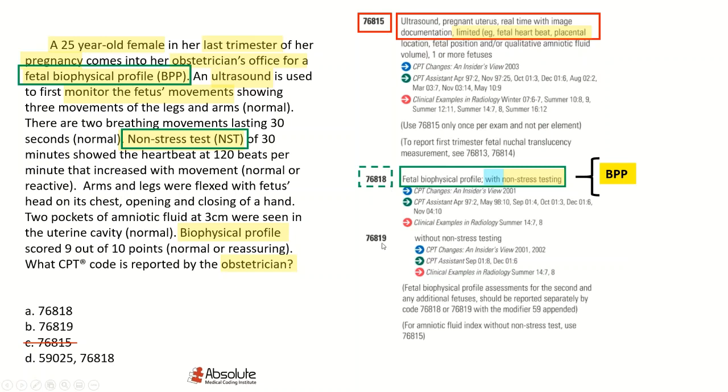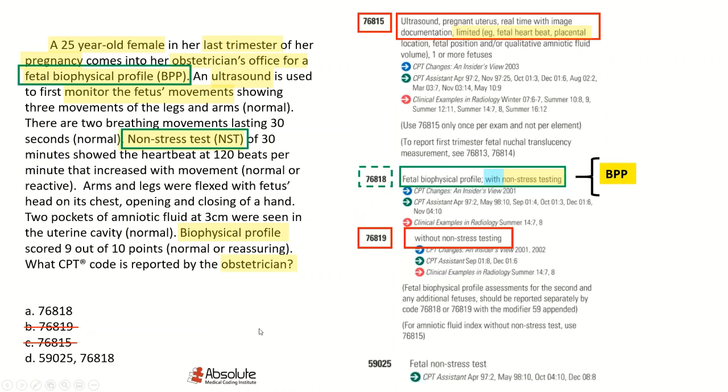What is the difference between that and the 76819? This one is without the stress testing. We had a stress test, okay? So 76819, that would not be correct, all right? Now, with this 76818, this is in both of them.